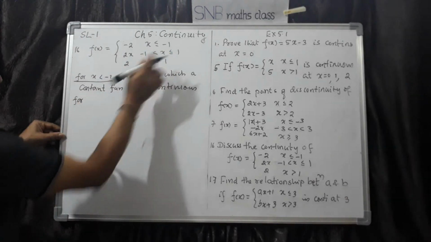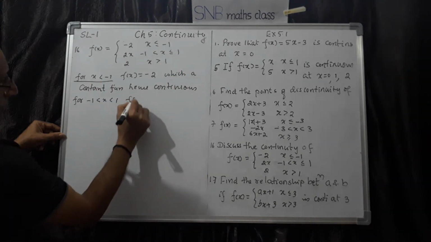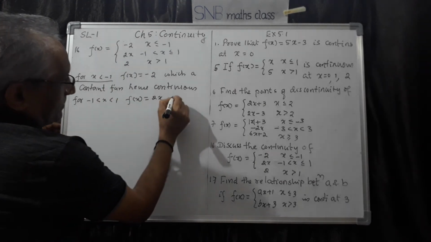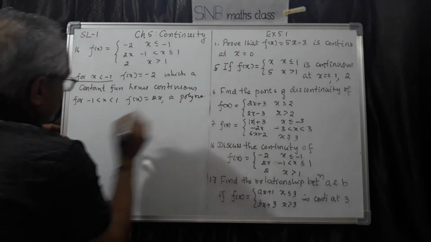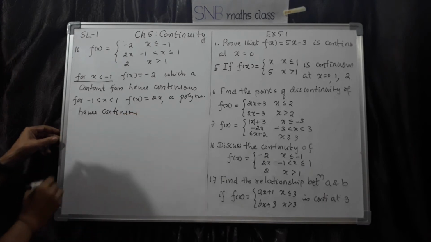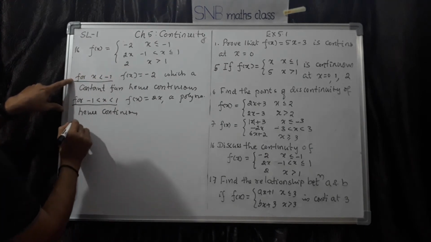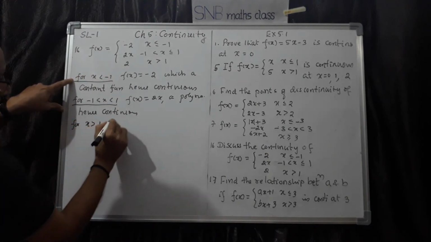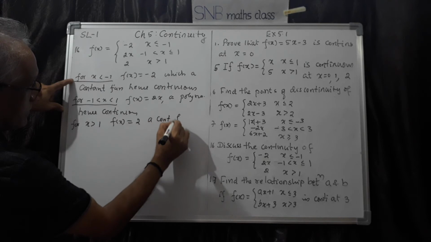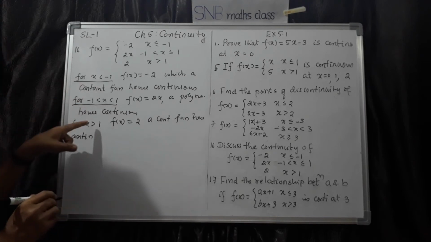Similarly, this is one branch. Second, for this branch, that is minus 1 less than x less than 1 only I will take, and I will exclude this one. So f of x equals 2x, and this is a polynomial function, hence continuous. So this is also continuous. This is the second one. For more than 1, once again a constant function similar to this one. So you can write for x more than 1, f of x equals 2, a constant function, hence continuous. So these three sentences are important.